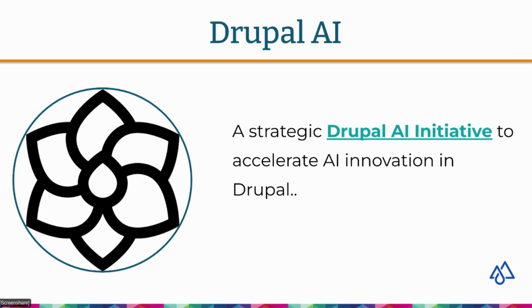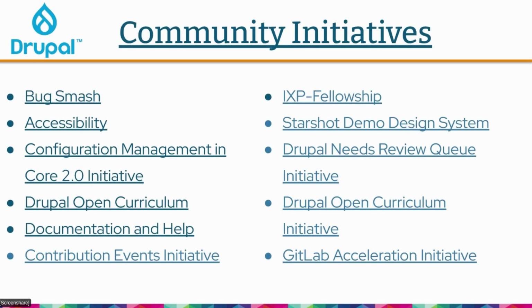And then Drupal AI, that's that strategic initiative. And then there's some community initiatives in Slack. The Bug Smash channel moves pretty fast. That's a great place if you know how to fix code and work on bugs. Accessibility is always good. Some of these are more community initiatives. Configuration management still is a big thing, if you're doing configuration management.